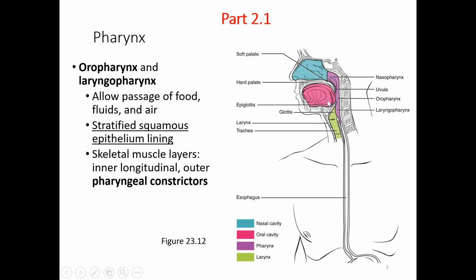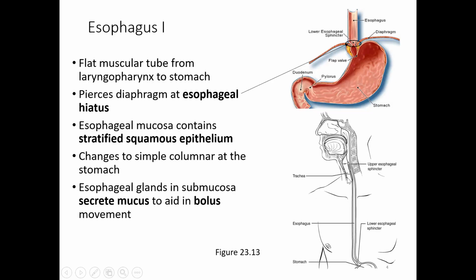And surrounding the pharynx, there are a lot of skeletal muscles: inner longitudinal, located like that, long muscles, and outer pharyngeal constrictor muscles. So they can constrict the pharynx to push food down to the esophagus. Let's see how it happens.